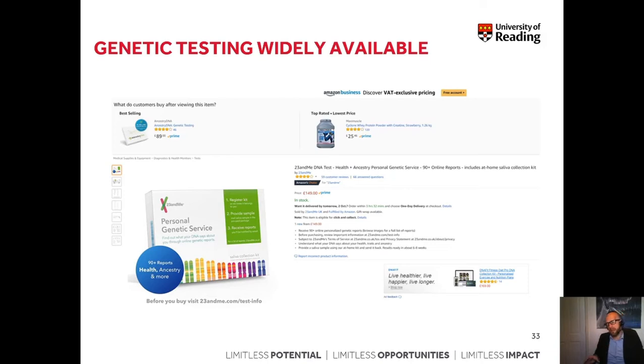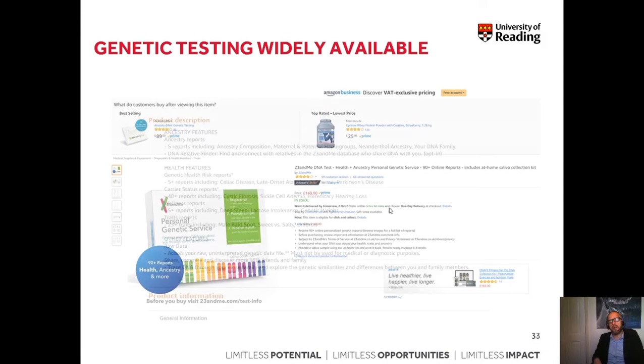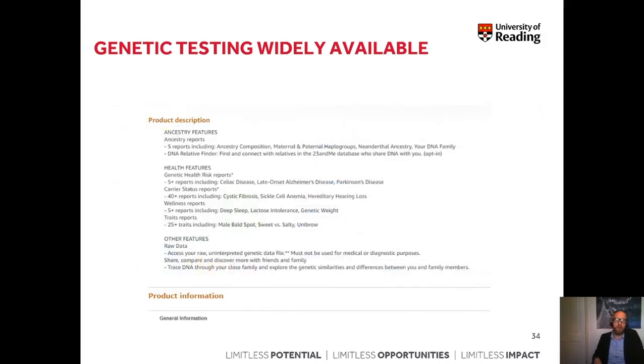In addition to this, regarding applied genetic testing, it's worth mentioning that genetic testing is widely available right now, and it's also quite cheap. As you can see here, you can buy on Amazon a genetic testing kit sold by a company called 23andMe, and this test can tell you quite a lot about certain risk factors that you might be carrying in your genes.